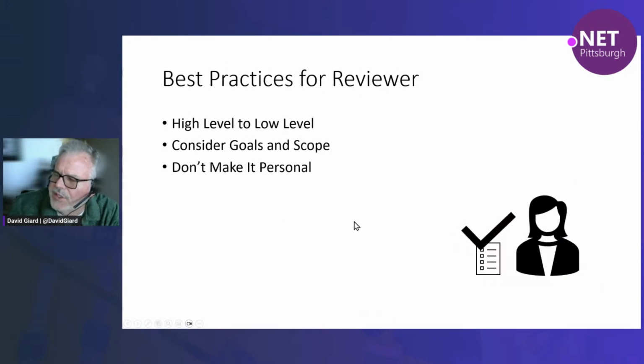All right, so this is just a summary slide of what I just talked about for the reviewer, from the high level to the low level. Consider the goals and the scope of what you're doing, and don't make it personal. Maybe I ought to put that one first. Don't make it personal. What you're doing here is not critiquing the person, you're critiquing the code, and your communication should be all about that.